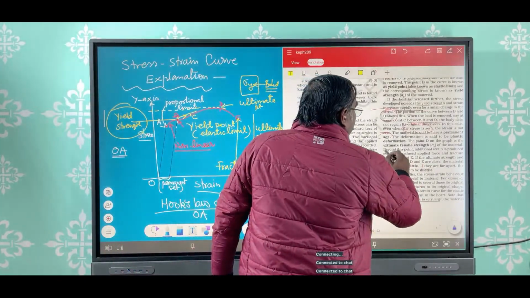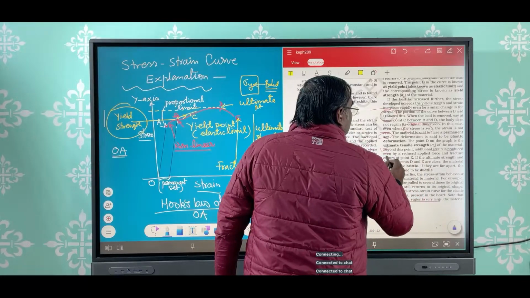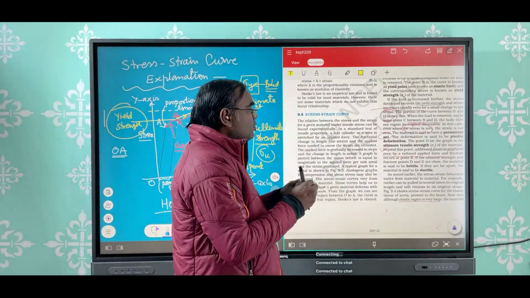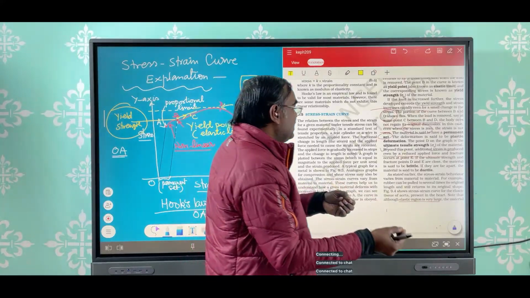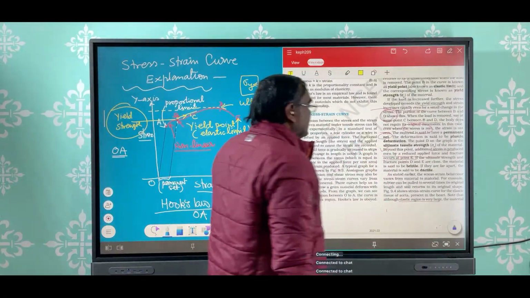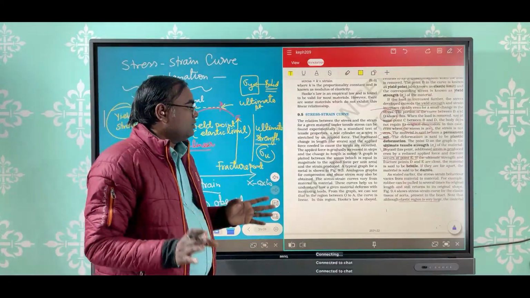ठीक है. Beyond this point D, additional strain is produced even by a reduced applied force. अब थोड़ा सा भी कम फोर्स लगाएंगे तो फटाफट स्ट्रेन मिलेगा और क्या होगा, फ्रैक्चर आपका टाइट पॉइंट, और ई पर आकर के वो बॉडी टूट जाएगी, फ्रैक्चर हो जाएगी.